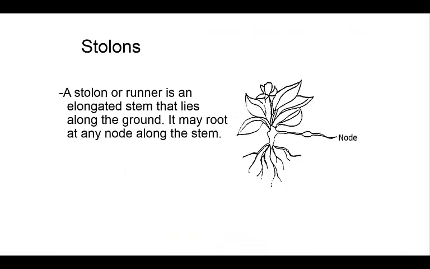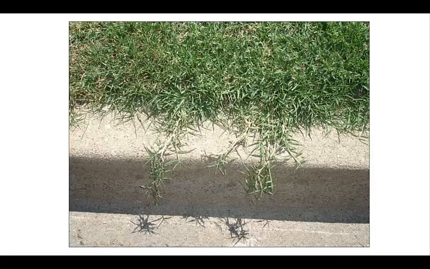Stolons, also called runners, are elongated stems that lie along the ground, and they often root at nodes along those stems. An example of this is Bermuda grass. As you can see here, those above ground lateral moving stems are spreading out over the curb. So this is a fairly aggressive spreading grass.